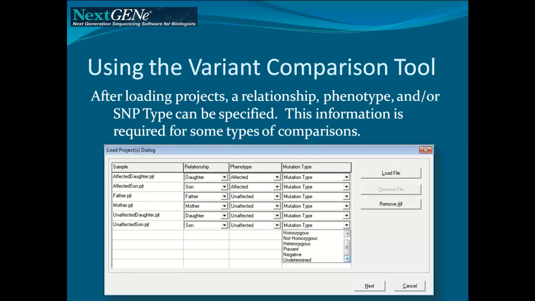After loading a project, several properties can be set: relationship, phenotype, and mutation type. Certain comparisons require some of this information. For instance, common heterozygous and template filtering require that the relationship and phenotype be specified for every sample. Manual filtering can also be specified by selecting a specific mutation type for each sample, such as homozygous, heterozygous, present, negative, or undetermined.